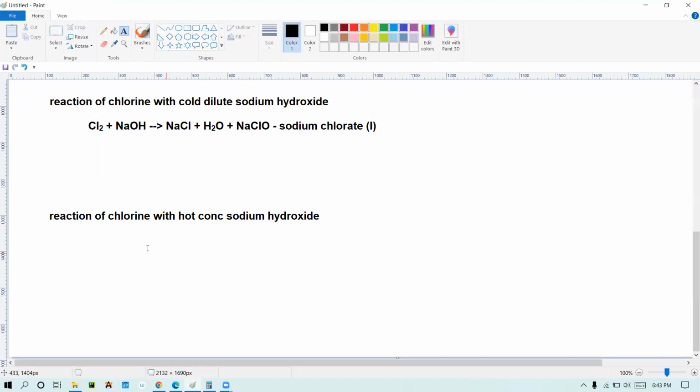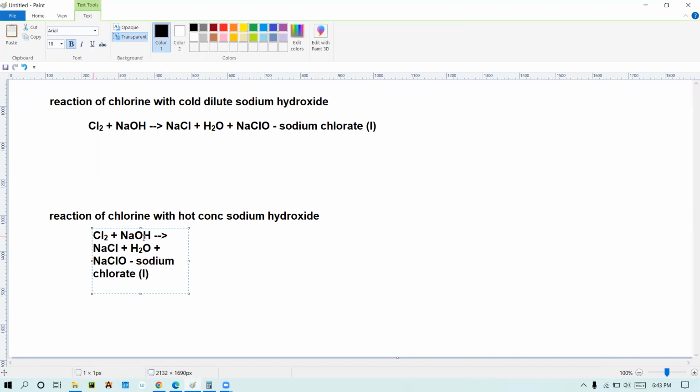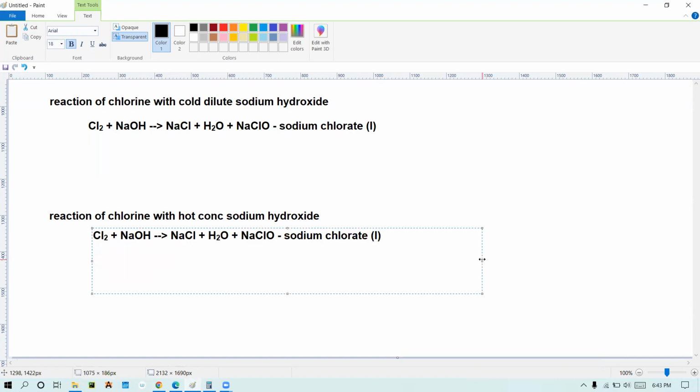Similarly, when chlorine reacts with hot concentrated sodium hydroxide, reaction happens producing a slightly different product. The difference comes in sodium chlorate. There is 3 here. NaClO3. And this compound is sodium chlorate 5. Because oxidation number of chlorine in sodium chlorate is 5. I'll get some space over here, otherwise I can't write the stoichiometric values.